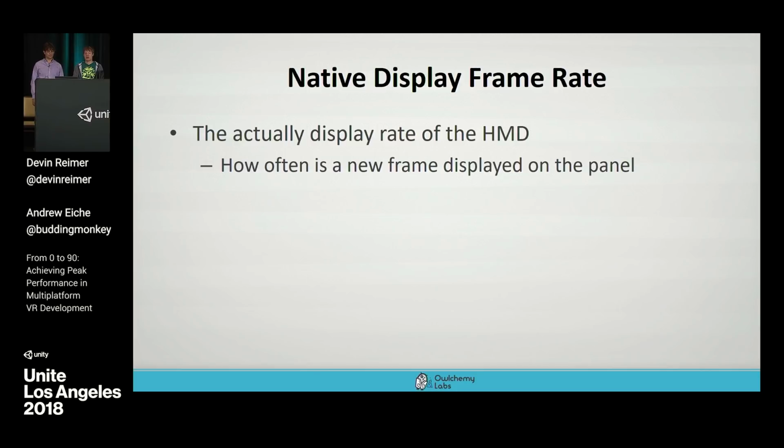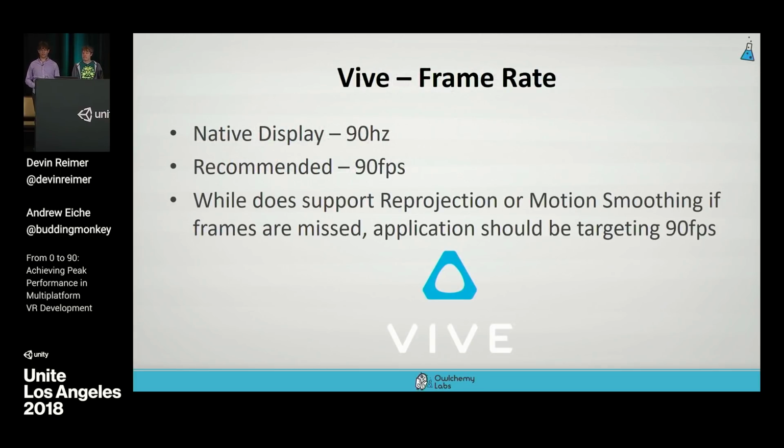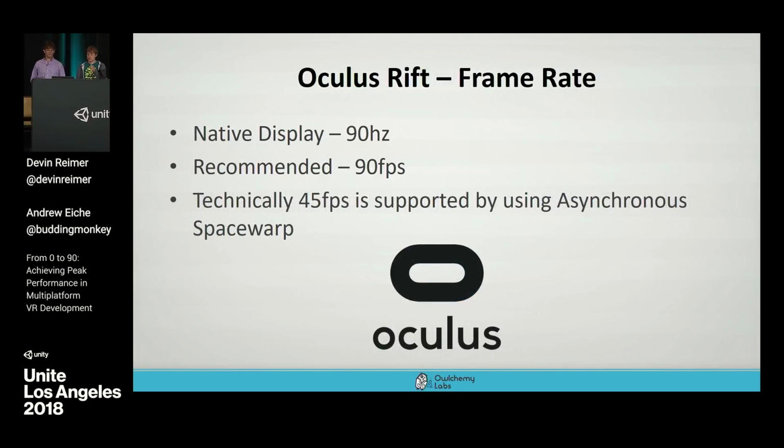Another thing to just think about here is native display frame rate. So this is the actual frame rate that the HMD displays. So how often a new frame is displayed on the panel. So let's break that down on kind of a per platform level to explain some of this to you. So on the HTC Vive, the native display frame rate is 90 hertz, and we recommend that if you're making a VR experience for this, to target 90 frames per second. It does support reprojection or motion smoothing if frames are missed, but we believe the application should be targeting 90 FPS.